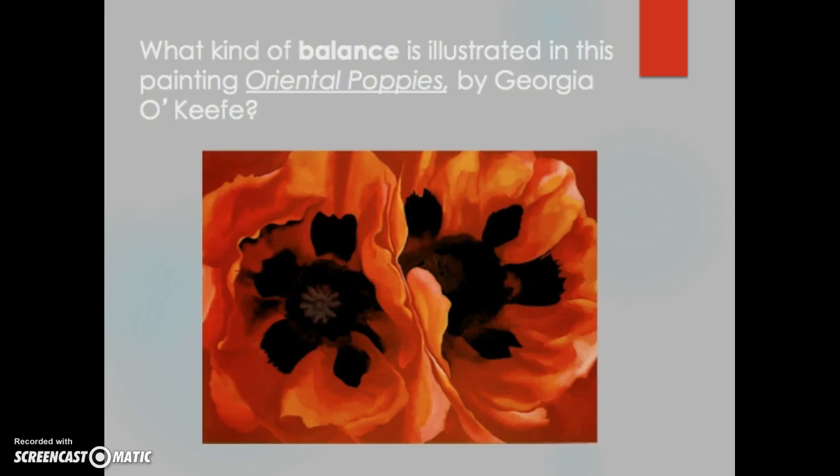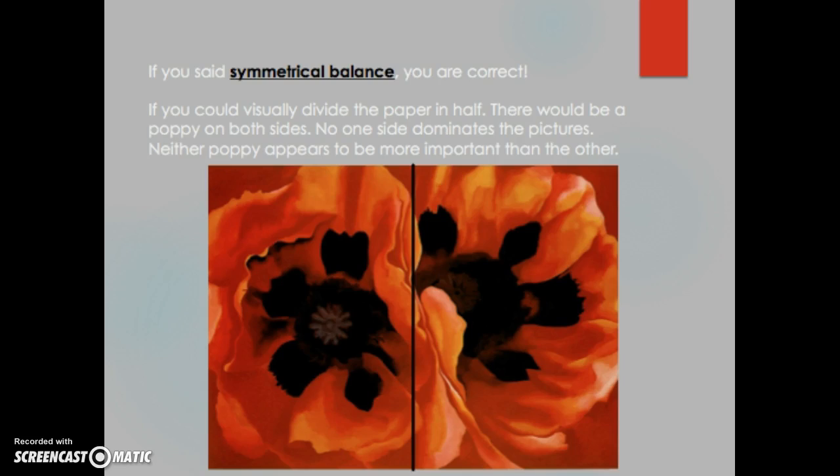Let's take a look at this. So real quick, what kind of balance is illustrated in this painting called Oriental Poppies by American artist Georgia O'Keeffe? Asymmetrical, symmetrical, or radial? Let's see. If you said that it is symmetrical, you are correct. It's not exact, it's not mirror image, but the painting is pretty much split down the middle. There are 2 dark centers with this yellow and orange kind of flower leafy thing going on, and then there's the red background. So it is basically symmetrical.